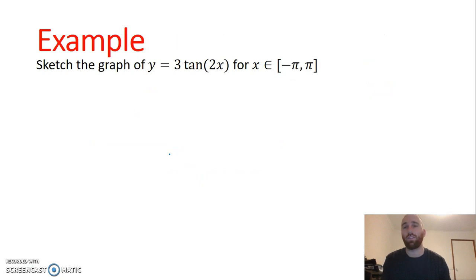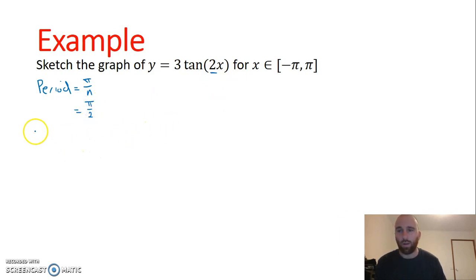Okay, so we've got an example here to sketch the graph of y equals 3 tan of 2x. So what we're going to do is find a few things. The first thing we're going to find is our period. Period is equal to pi divided by n. The value of n is 2. Remember the n's inside the bracket, so that is pi over 2. We can't simplify that any further.